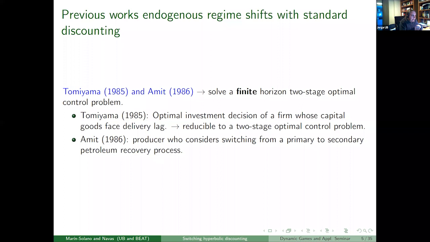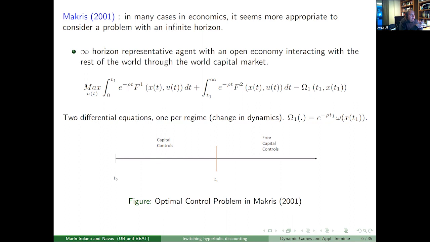Later, Makris extended this setting to the infinite time horizon case. The model analyzed by Makris was that of an open economy that interacts with the rest of the world through the world capital market, and has the option to release some capital controls at T1. In changing the regime from capital controls to the regime of free capital, the economy incurs some cost that is represented by omega one. This will be the structure that we will follow when we generalize this with more general discount functions.